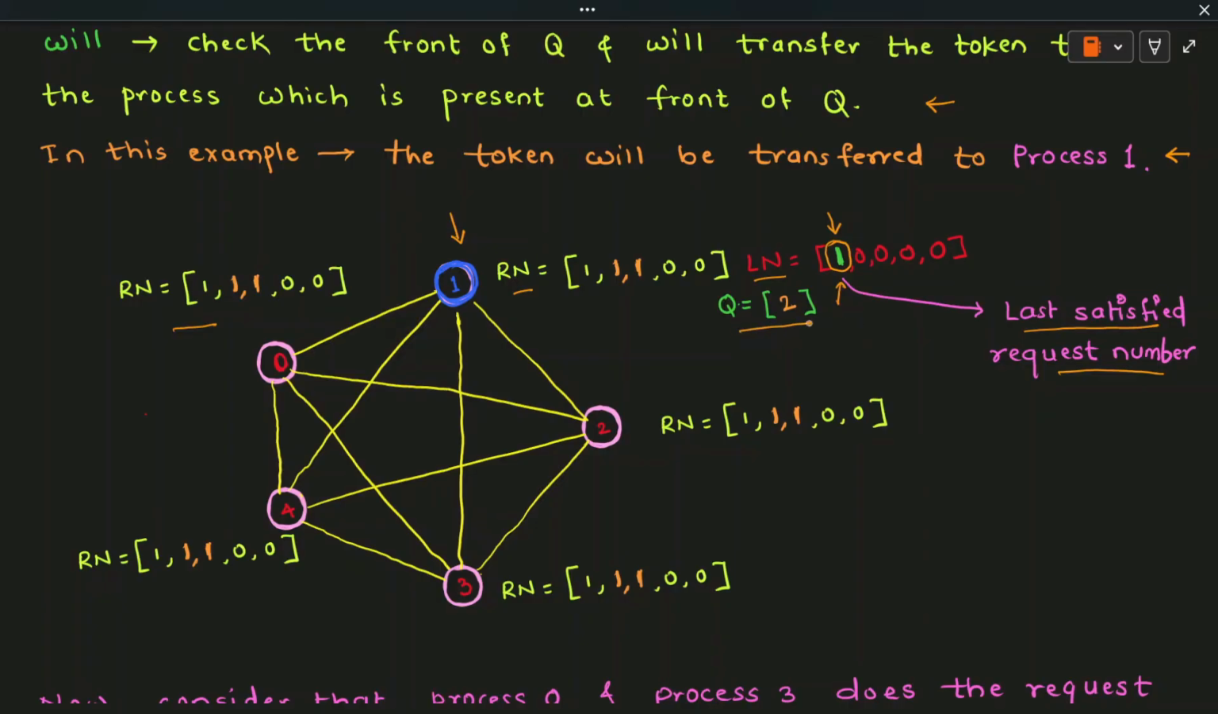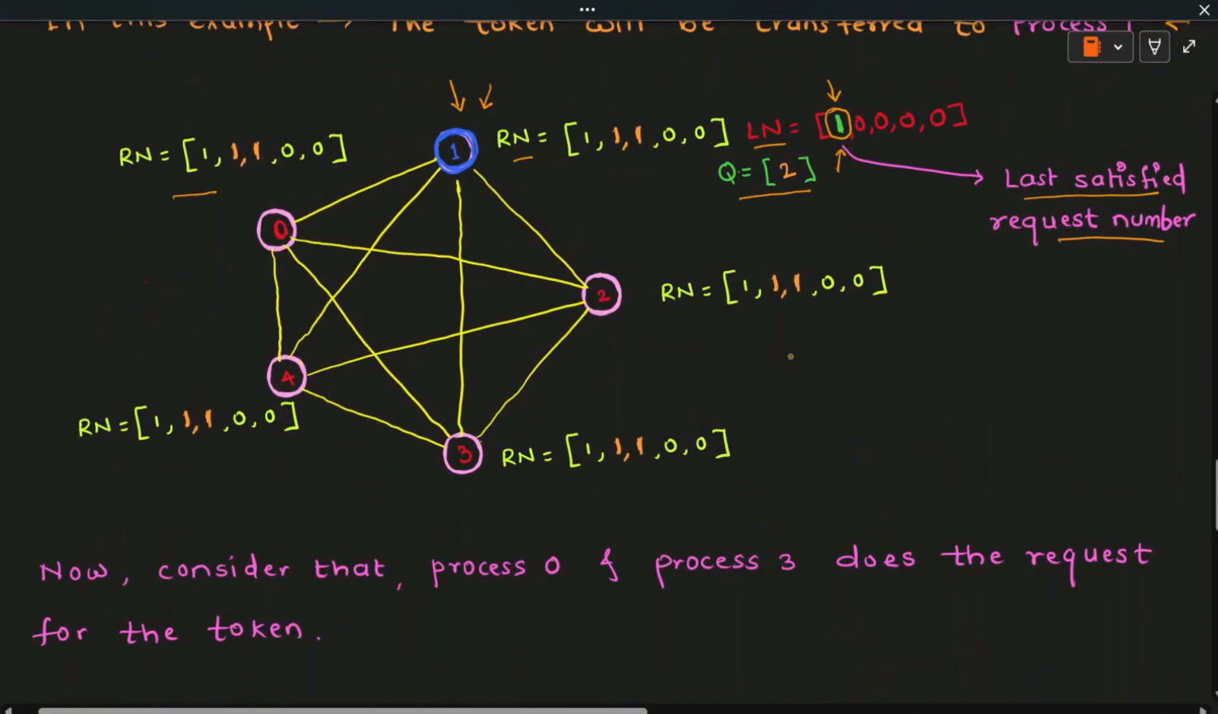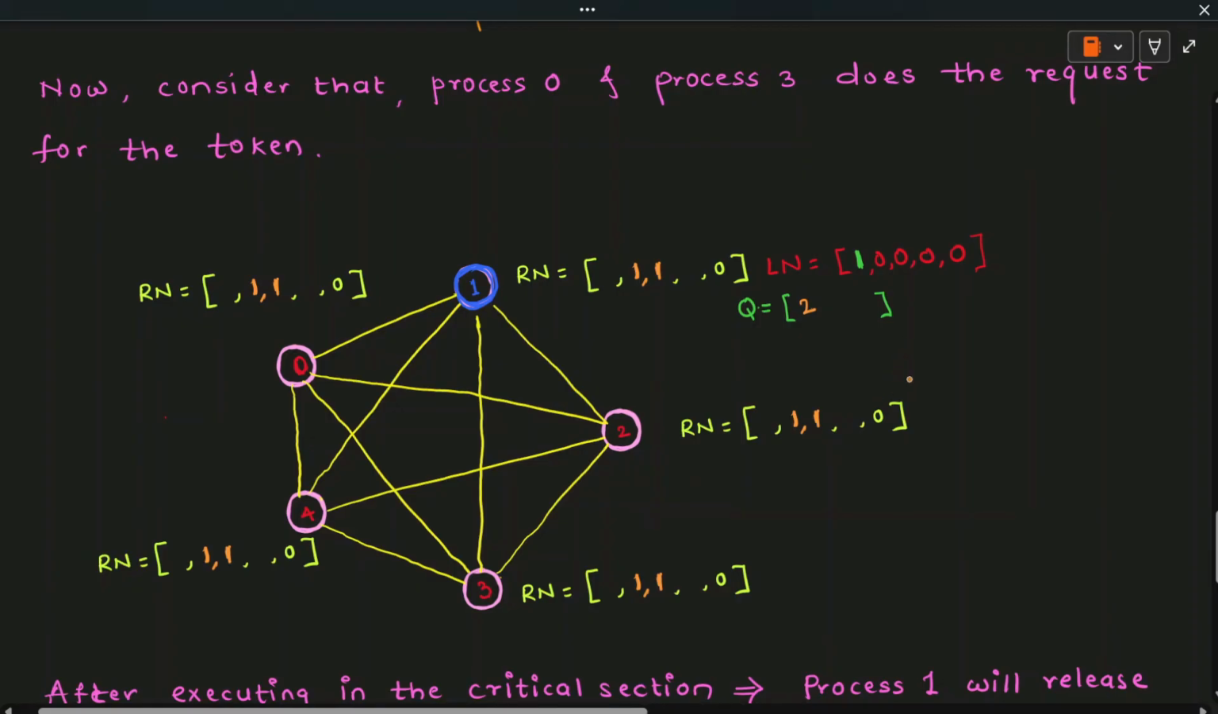And then the queue. Earlier there were two entries in the queue, 1 and 2. Out of that, process 1 is now holding the token. So that's why we have deleted the value 1. Now only one pending request is there inside the queue, that is for process number 2. Now consider that process 0 and process 3 make a request for the token. When process 0 and process 3 request the token, the following changes will happen.